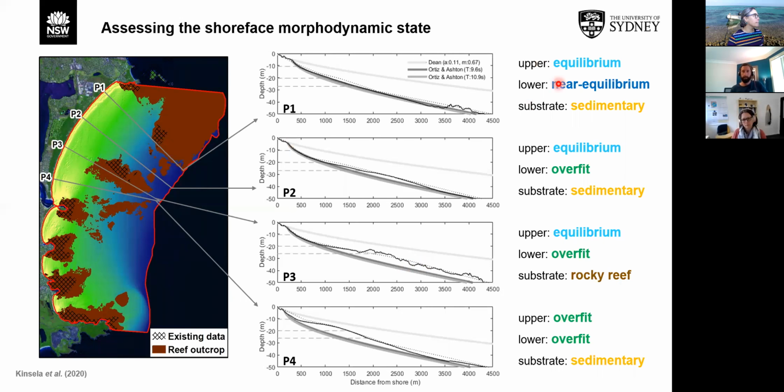And what we're able to do then is classify the upper shore face and the lower shore face in terms of that disequilibrium or equilibrium model.